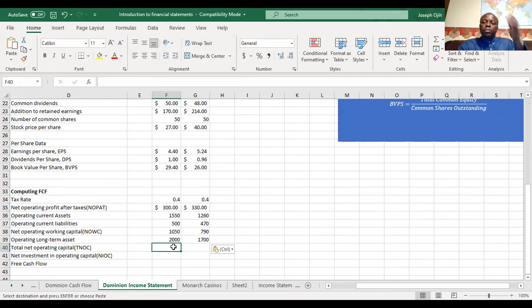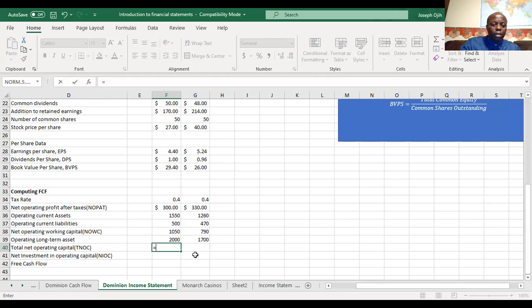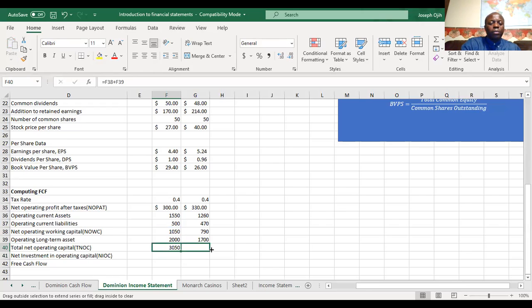Now, having done this, the next thing we do is calculate the total net operating capital, which, like I told you, the formula is net operating working capital plus operating long-term assets. Okay. So let's look at it. So you have equals net operating working capital is right here. Click plus operating long-term assets. And then we can now copy it over here.